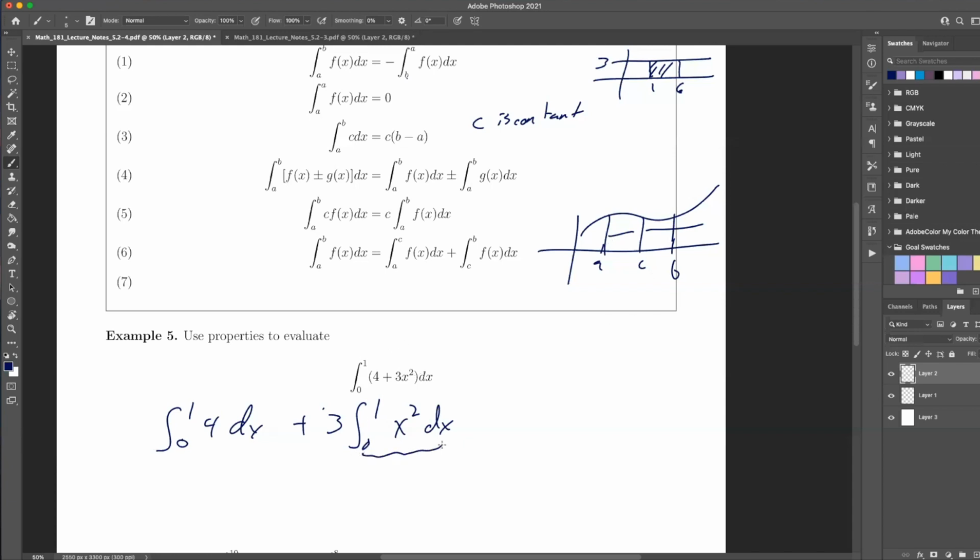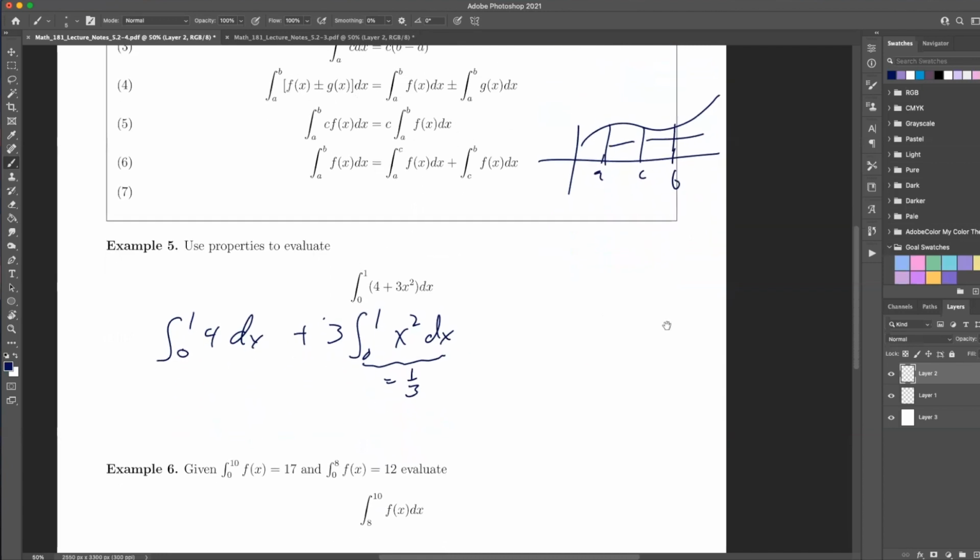Now this we already calculated. We calculated this to be a third. We did this earlier, in example 1 or 2. So this is a third. This is from 0 to 1, so it'll be 4 times 1 minus 0, plus 3, and remember, this was a third, so 3 times a third. If we crunch through all that, this is 4 plus 1, so this all ends up being 5.